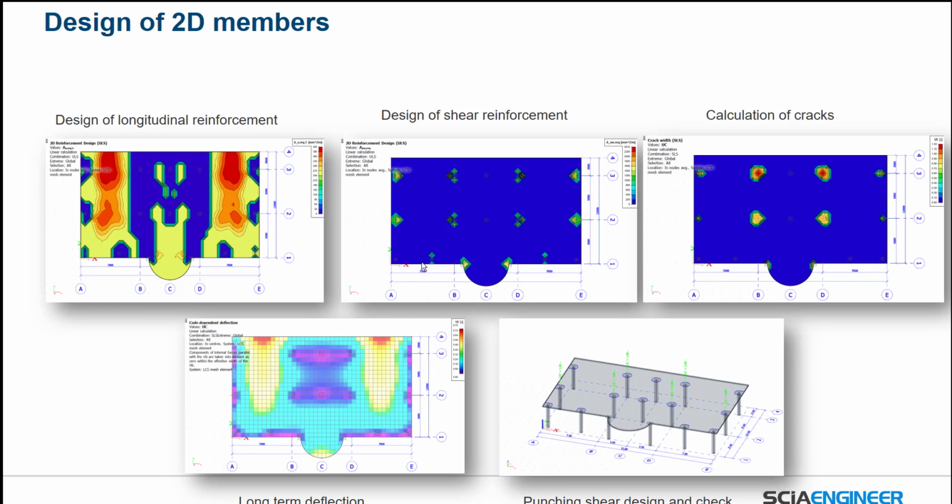As I mentioned, it is just a revision for you because it's already released since 16.1 of SCIA Engineer. Now we can talk a little bit more about the design of 2D members. Of course, you can calculate longitudinal reinforcement, shear reinforcement, and as well you can do some crack calculations. Then you can go to the long-term deflection and check if your slab is okay for punching or not.